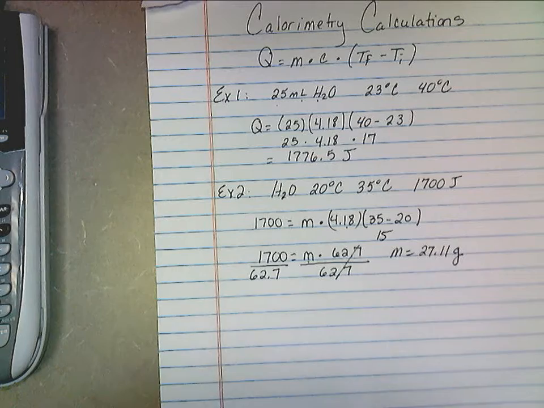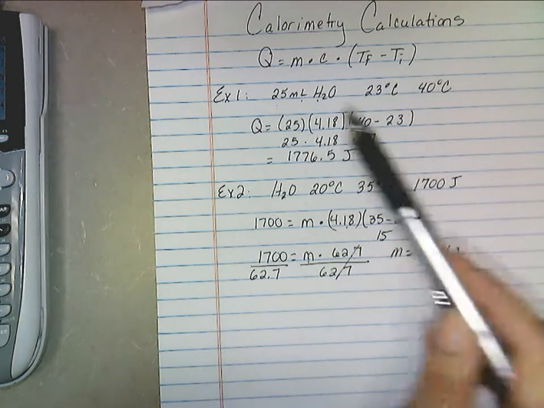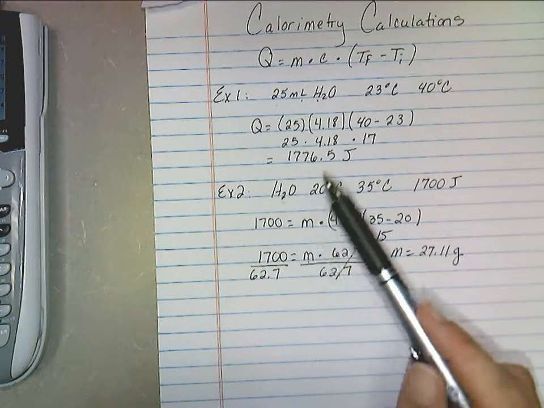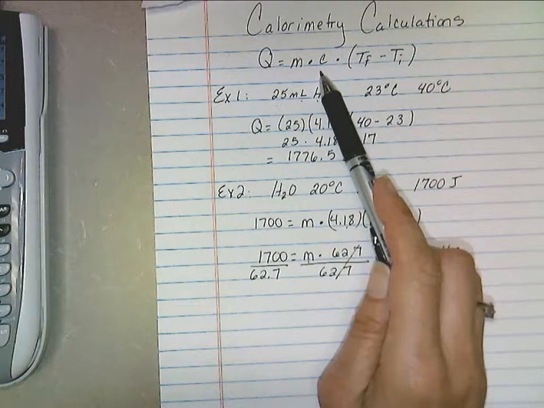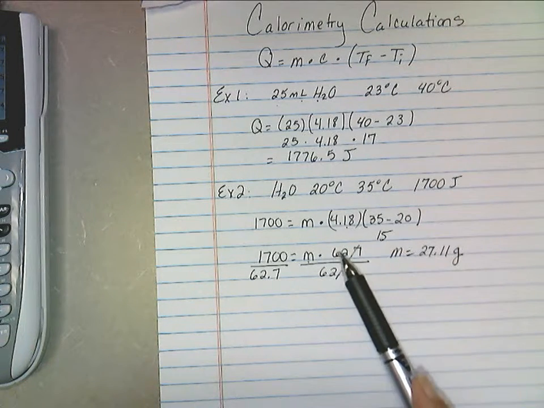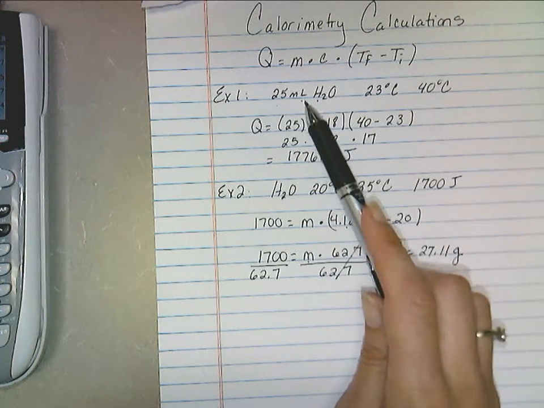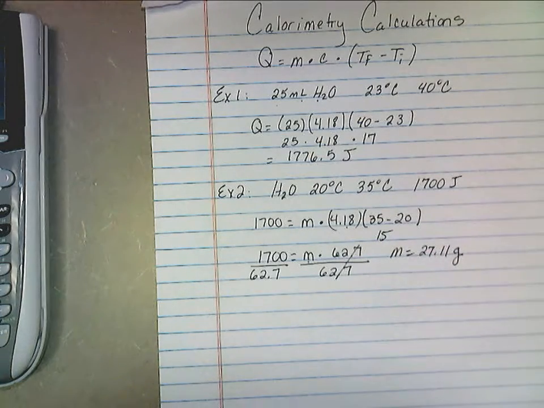If you would like more examples of calorimetry calculations, just let me know. I will do more, but basically you should be focusing on solving for either Q, M, or C. If you're solving for C, you would do the exact same thing as you would do here, except you would have your mass.